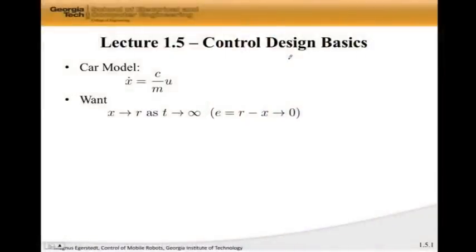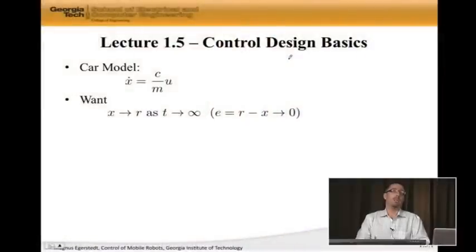Okay, so far in the course we have mainly chit-chatted about things. We've seen some models, and we now have a model of a cruise controller, or at least how the control input affects the velocity of a car. And we see it here. x dot was c over m times u, where x was the velocity, u was the applied input, c was some unknown parameter, and m was the mass of the vehicle.